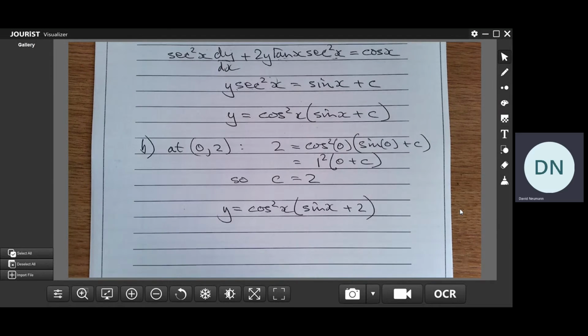Okay, I hope that was useful. The next thing we'll go on to is second order differential equations. So that's where we've got a second derivative as well as a first derivative. I'm going to end the video here for now.